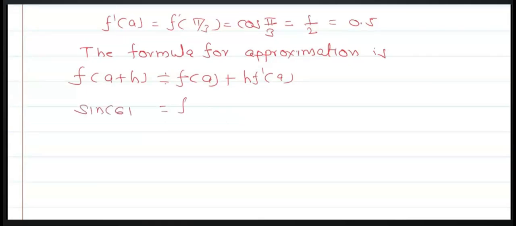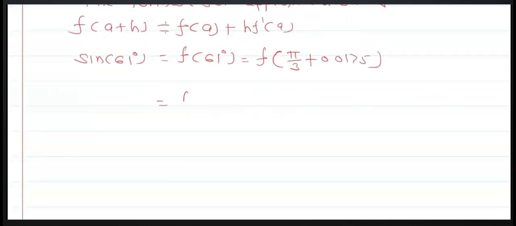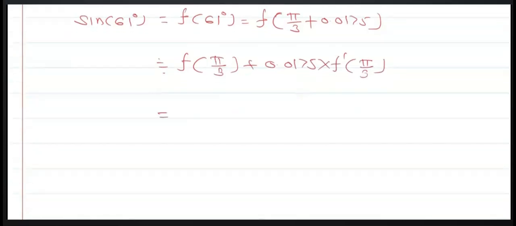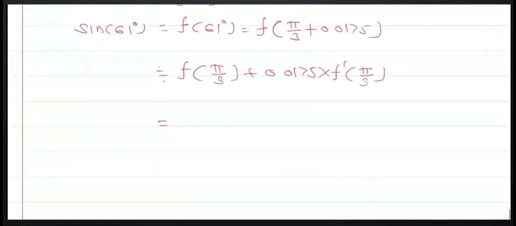sine of 61 degree, that is f of 61 degree is equal to f of pi by 3 plus 0.0175, which is f of pi by 3 plus 0.0175 into f dash of pi by 3. And what is the value of f of pi by 3?